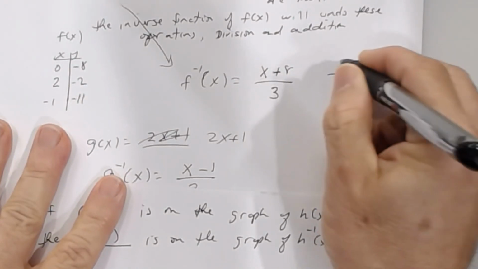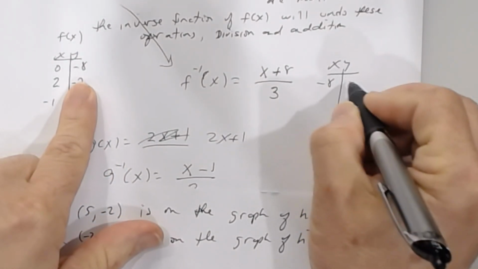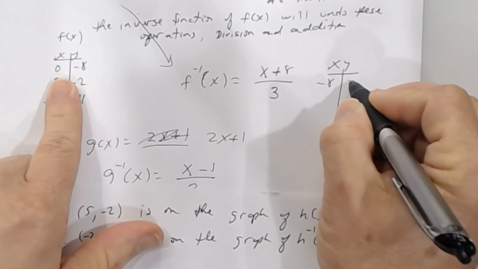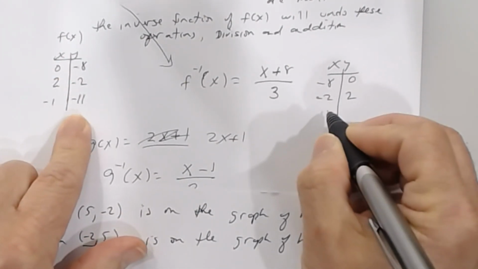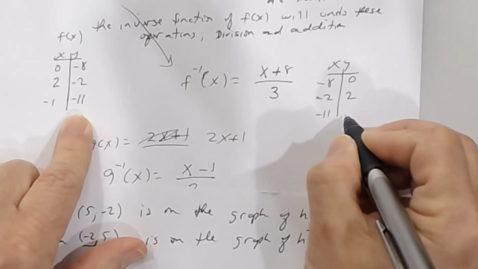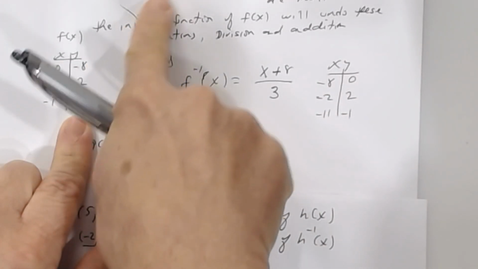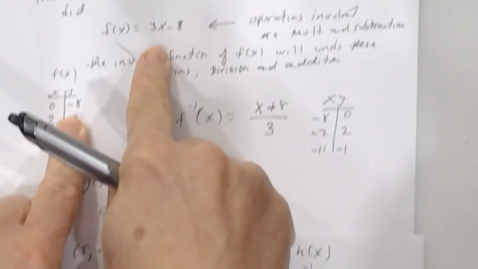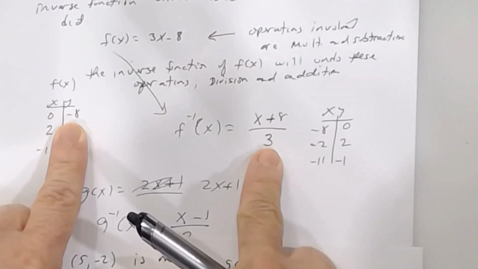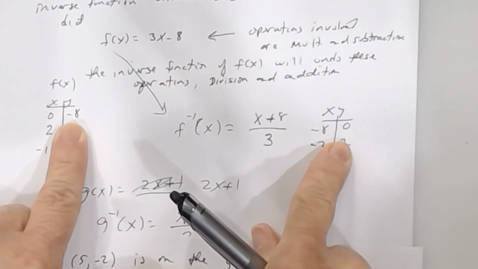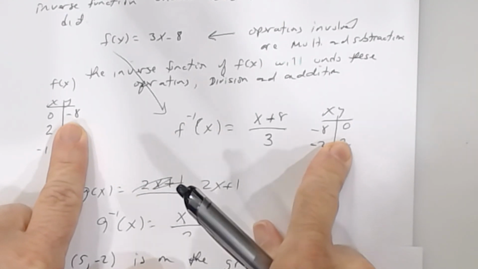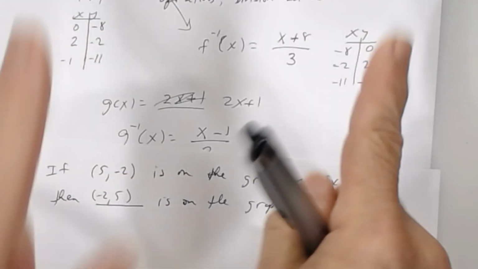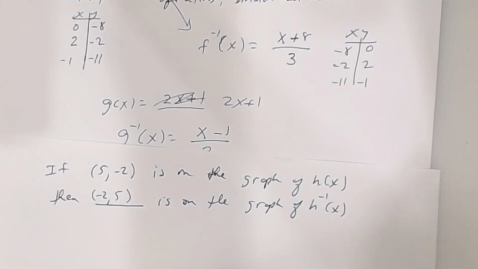It kind of makes sense because look right here. If x was -8, what was my y value? If x was -2, what was my y value? If x was -11, what was my y value? So in this graph, (0, -8) is on this graph. On this one, on the inverse, what's on it? It's just the interchange of the coordinates. So basically, all you do is interchange the coordinates.